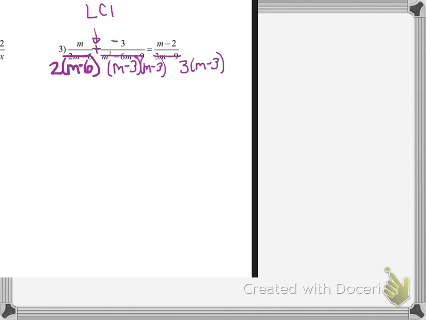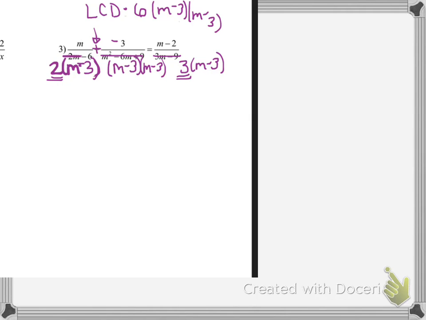So the LCD needs to be 2 and 3, so the smallest that can turn into is 6. It needs to have an m. Oops, I made another mistake. This should not have been a 6. This should be a 3 once you take out a 2. So then you have an m minus 3 and another m minus 3.